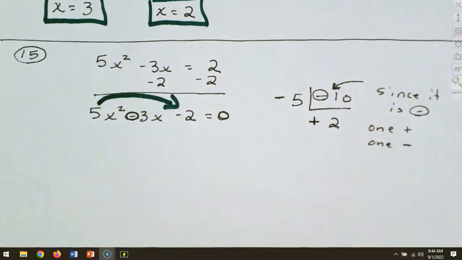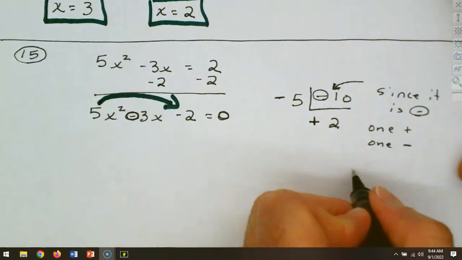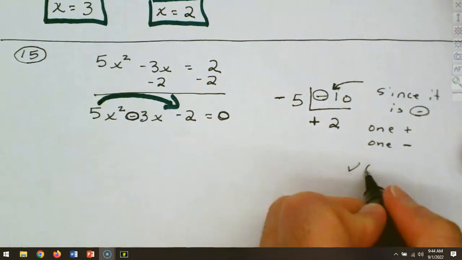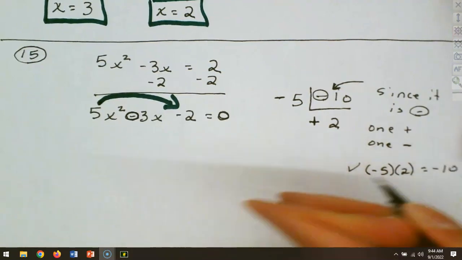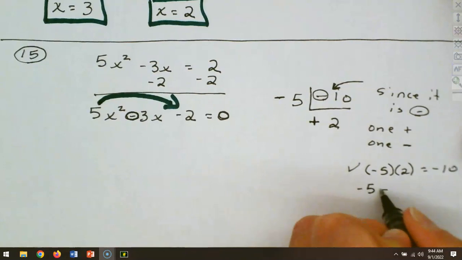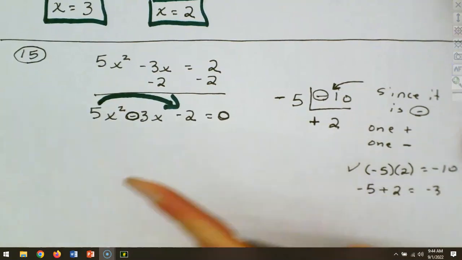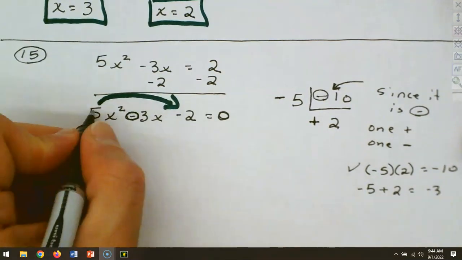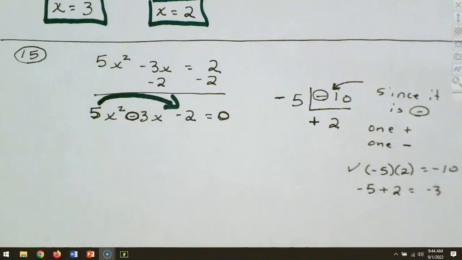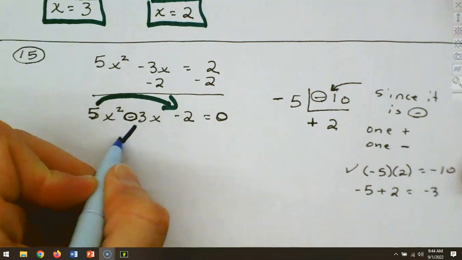And we can check, because if we wanted to check, negative 5 times 2 is negative 10, and minus 5 plus 2 is what? Negative 3, and see how it matches in the middle. Now, on this one, because of the 5, we cannot just jump directly to our answer. So what we do is we split the middle up, and we factor by grouping.